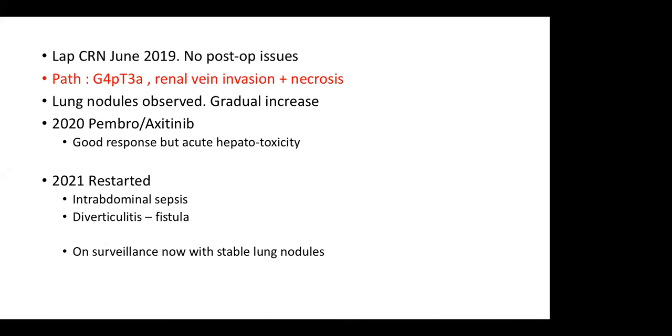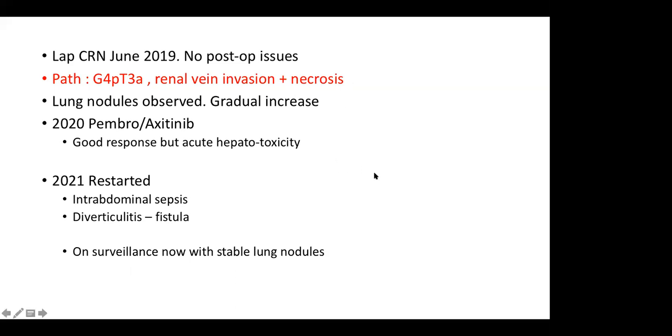So yeah, fantastic. So we did a cytoreductive nephrectomy, no post-op issues. He was a fit patient. Pathology, G4 pT3a, renal vein invasion plus necrosis. So it is a very aggressive disease. And even in a non-metastatic scenario, I think there's over 50% chance of developing metastasis over 5 years.